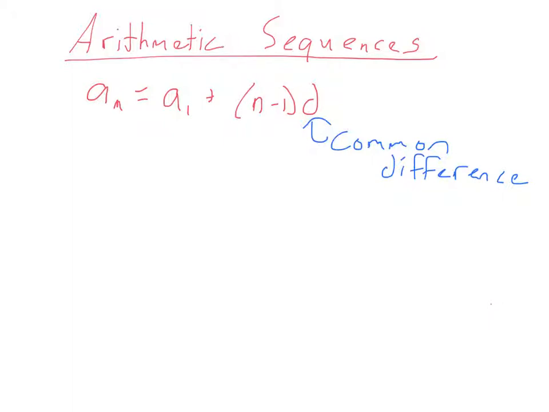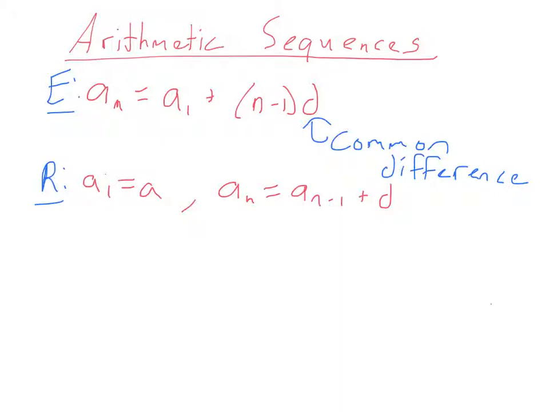We can also define an arithmetic sequence recursively, right? And say that the first term, a1, is just equal to some value, it doesn't matter what it is, and then every subsequent term, a sub n, is going to be equal to a sub n minus 1 plus d. So this is the explicit nth term definition, this is the recursive definition. We can go back and forth between those two if necessary.